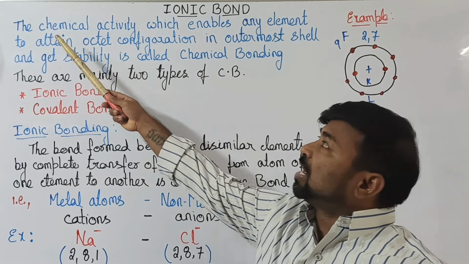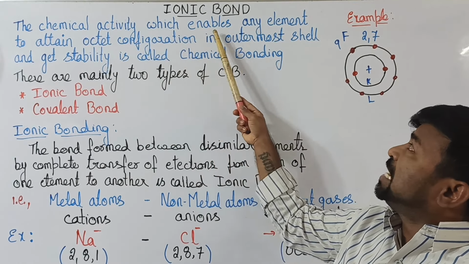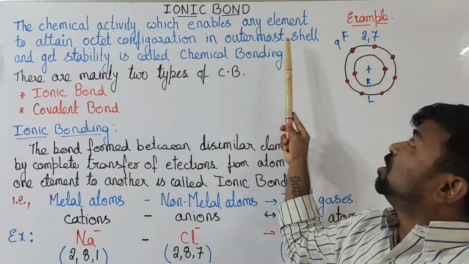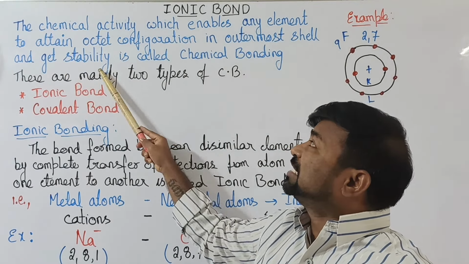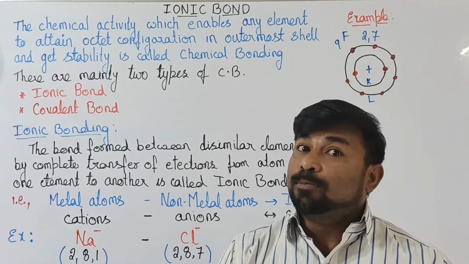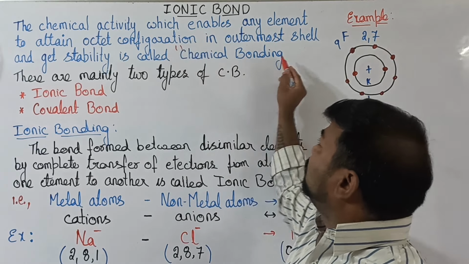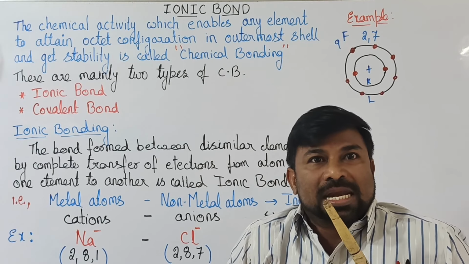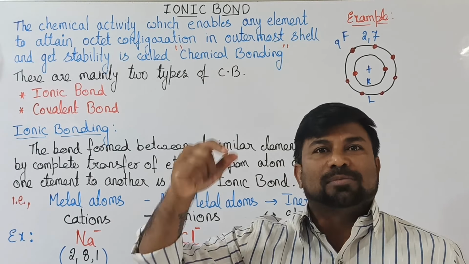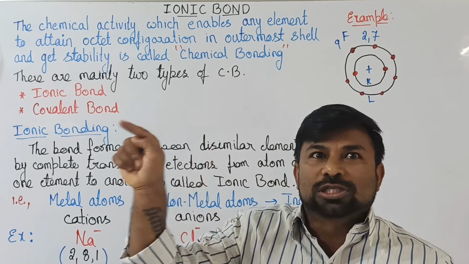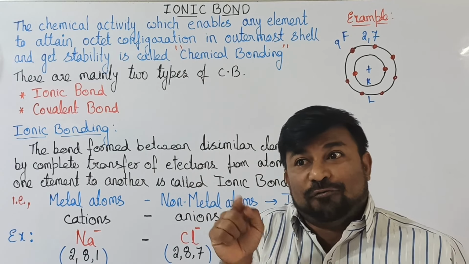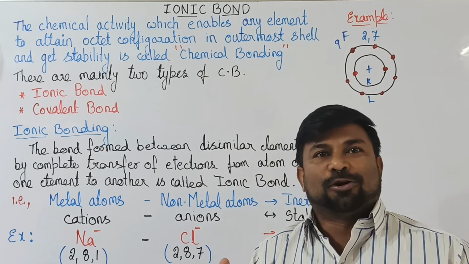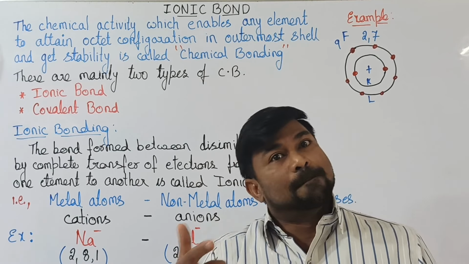That's what it says: the chemical activity which enables an element to attain octet configuration in the outermost shell and to get stability is called chemical bonding. That's what we said. We are talking about the chemical activity which enables an element to get stability, to get 8 electrons in the outermost orbital, to fill the outermost orbital completely with 8 electrons. This process is nothing but chemical bonding.